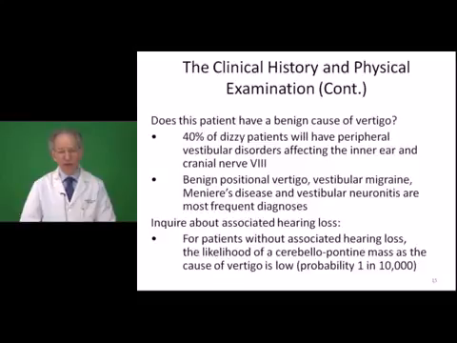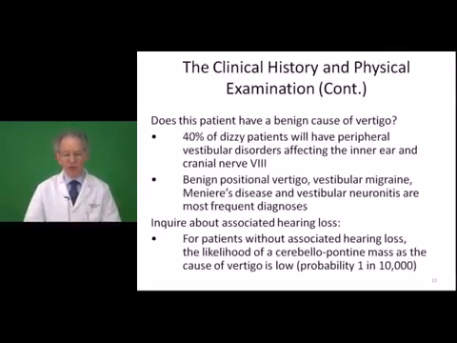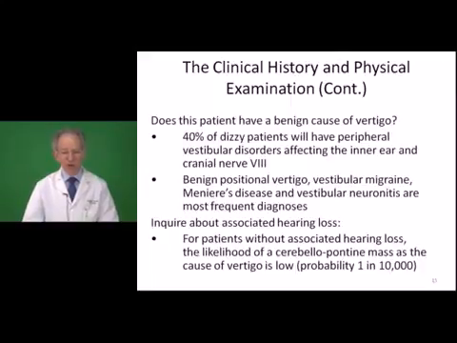Does your patient have a benign cause of vertigo? 40% of dizzy patients will have a peripheral vestibular disorder affecting the inner ear or the eighth cranial nerve. Benign positional vertigo, vestibular migraine, Meniere's disease, and vestibular neuronitis are the most frequent diagnoses. It is important to inquire about associated hearing loss. For patients without associated hearing loss, the likelihood of a cerebellopontine mass, such as an acoustic neuroma, is very low.